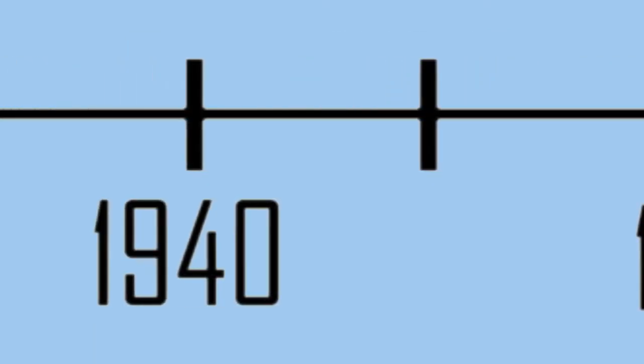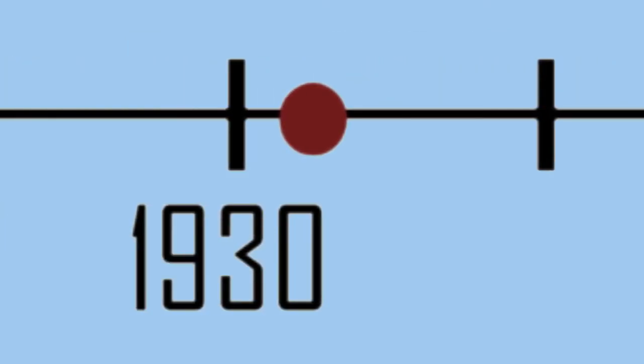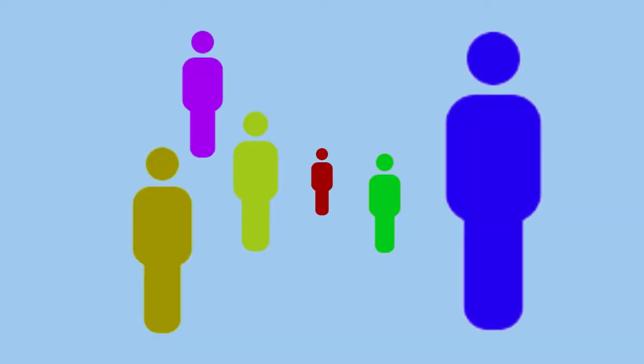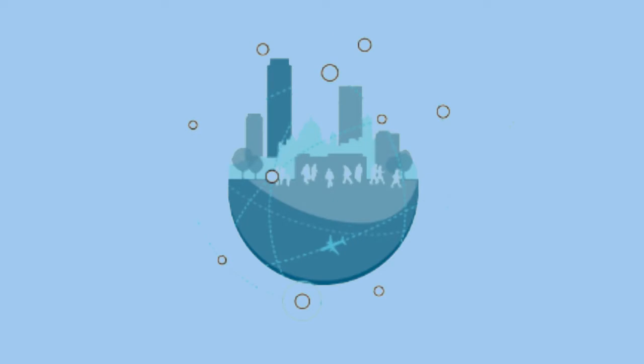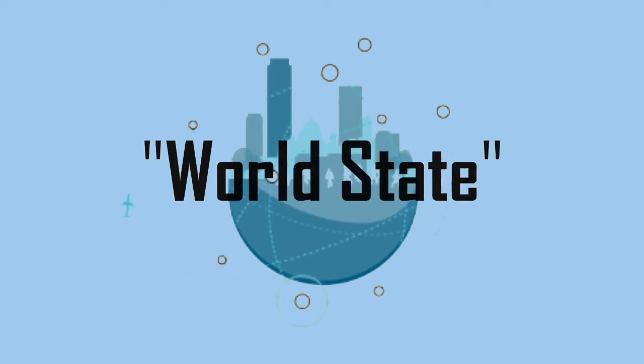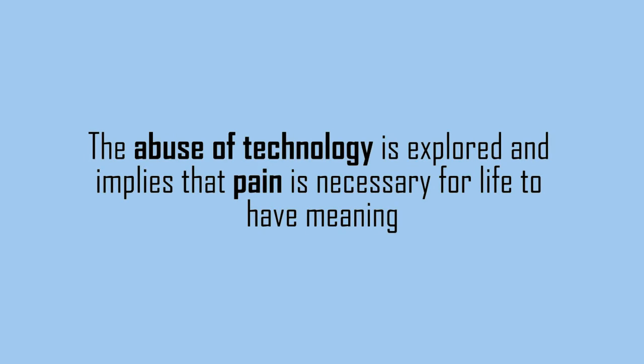Huxley published it in 1932, but the story takes place in the far future where individuality among civilization has been eliminated, in a controlled society known as the world state. Throughout the book, the abuse of technology is explored and implies that pain is necessary for life to have meaning.